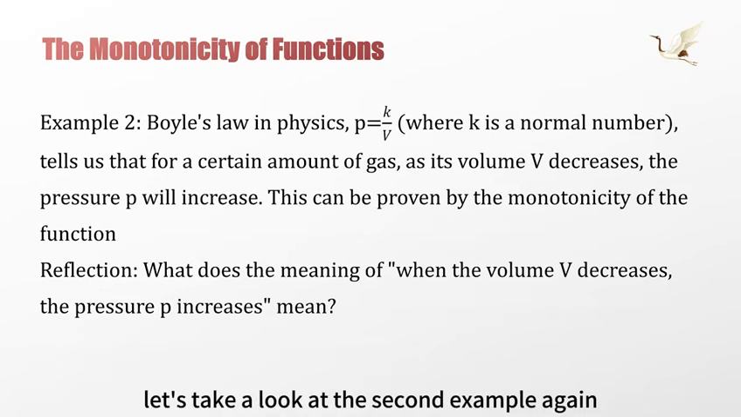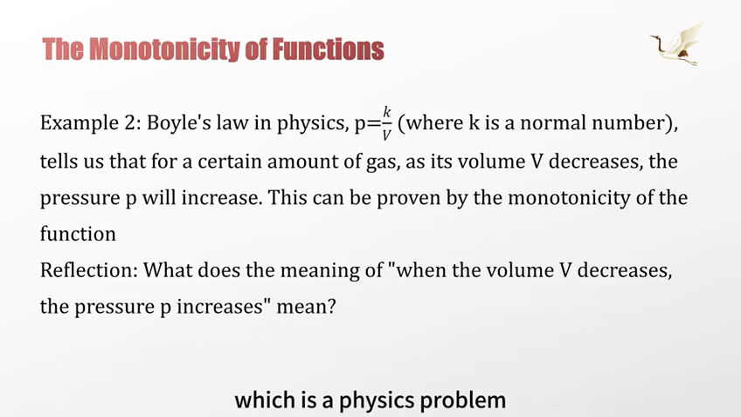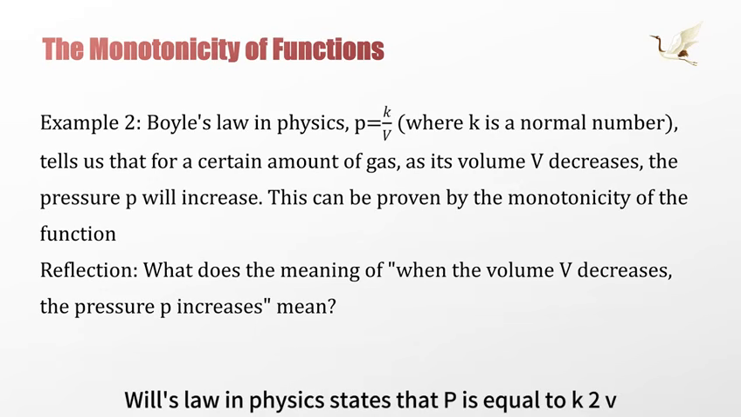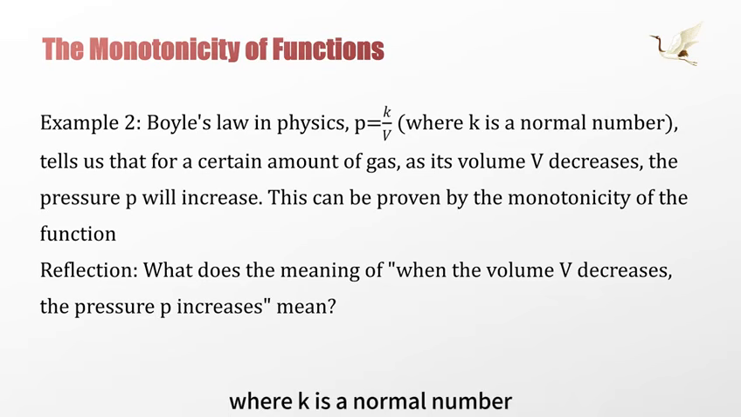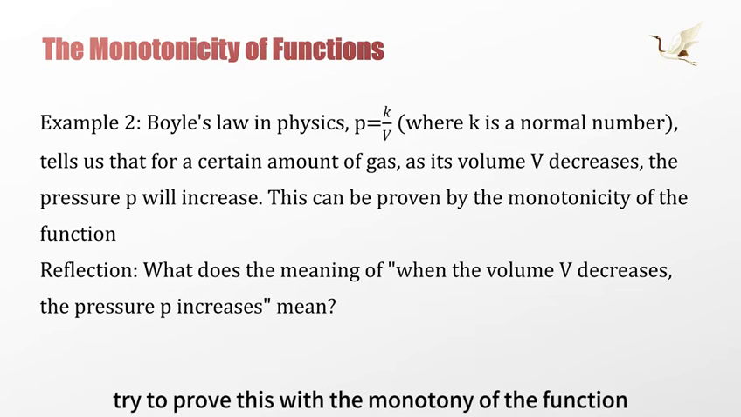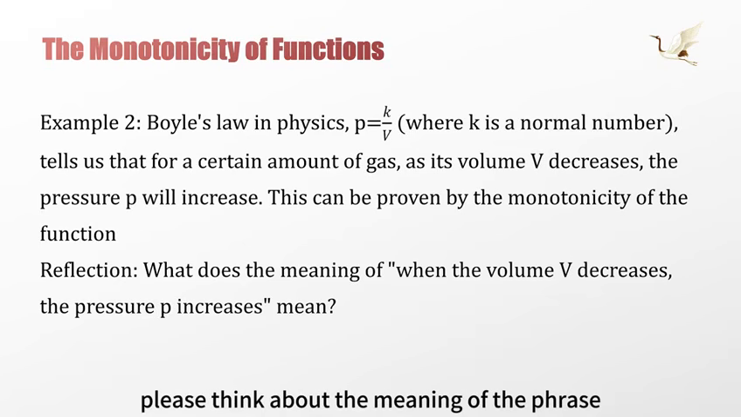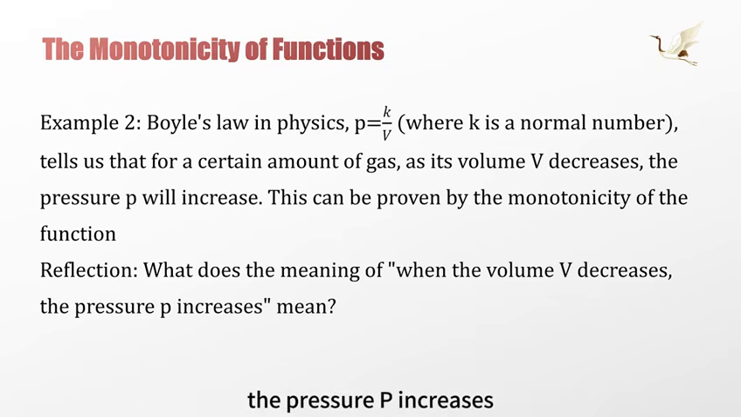Let's take a look at the second example, which is a physics problem. Boyle's law in physics states that P is equal to k over V, where k is a positive constant. It tells us that for a certain amount of gas, as its volume V decreases, the pressure P will increase. Try to prove this with the monotonicity of the function. Please think about the meaning of the phrase: when the volume decreases, the pressure P increases.